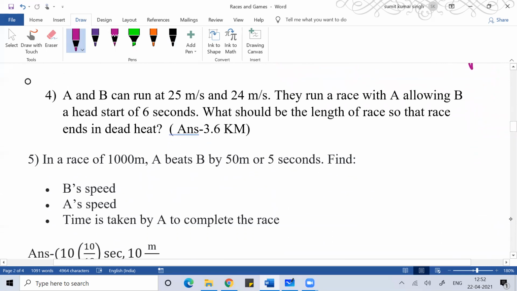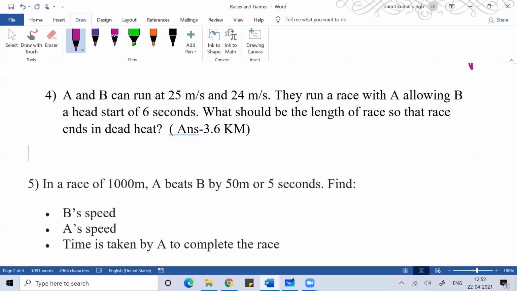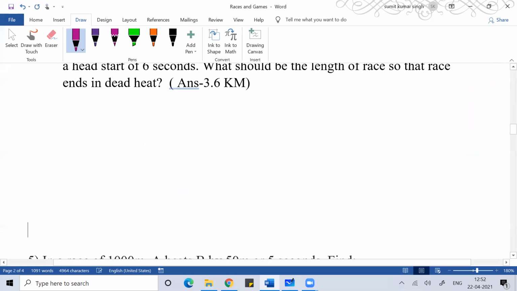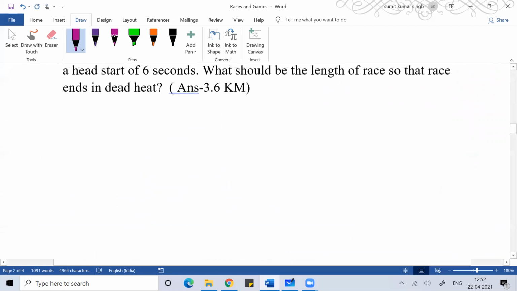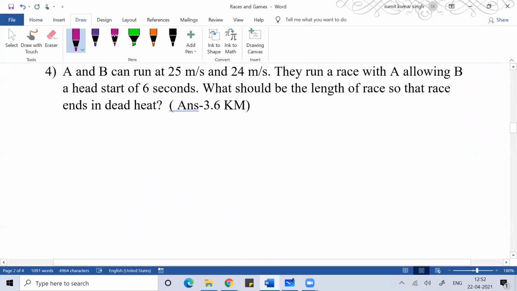Now you see this question number 4. A and B can run at 25 meters per second and 24 meters per second. They run a race with A allowing B a head start of 6 seconds. So what should be the length of the race, so that the race ends in a dead heat?